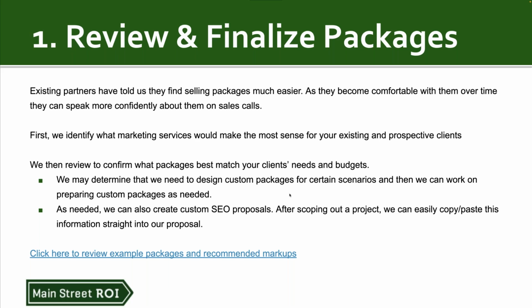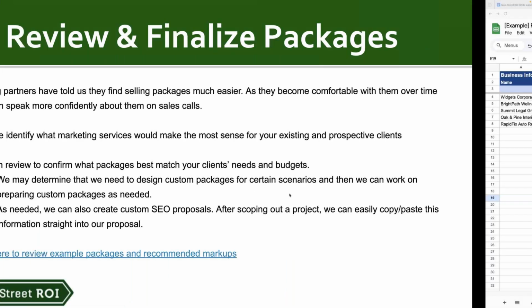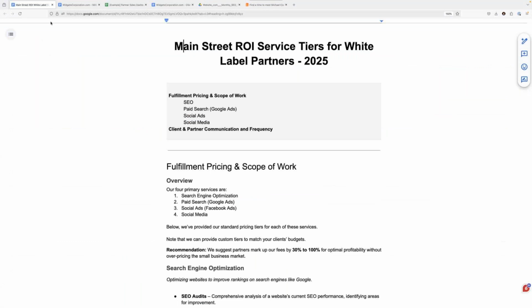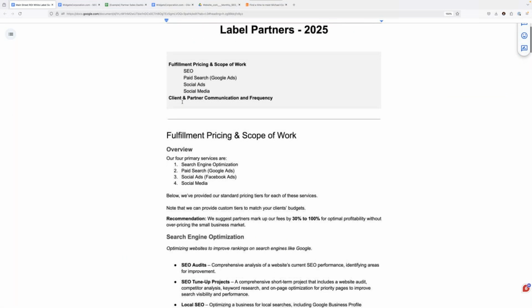This is the first link that I want to take a look at. And it's a document that outlines the services that we offer, some example packages, as well as just some example price points, and some markup. So this is the first document that we'll click into. It goes through each of our different services, our core services that are most popular. Those include SEO, paid search, such as Google Ads, social ads, and social media.